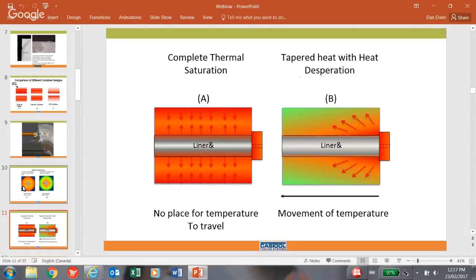In the slide in figure A, we see complete thermal saturation with the container designs of wraparound heating as well as heating central to the mass. This allows for no movement of heat generation during the extrusion process. Once again, heat extraction is typically done through air cooling on the body liner.